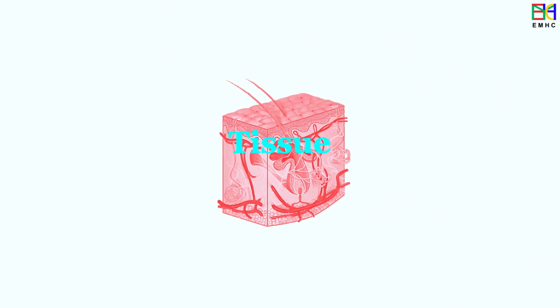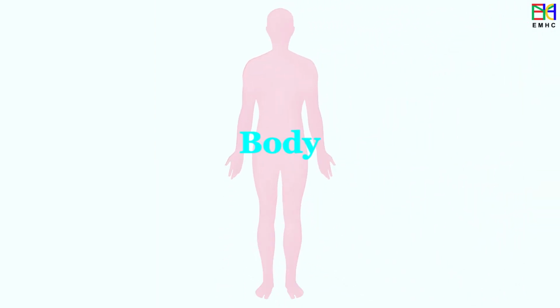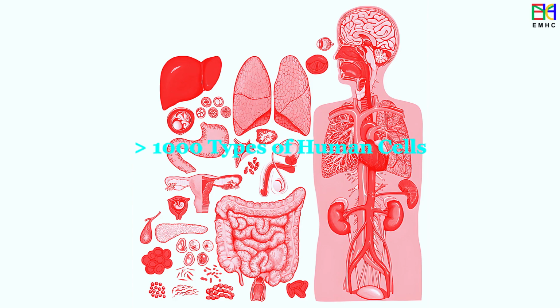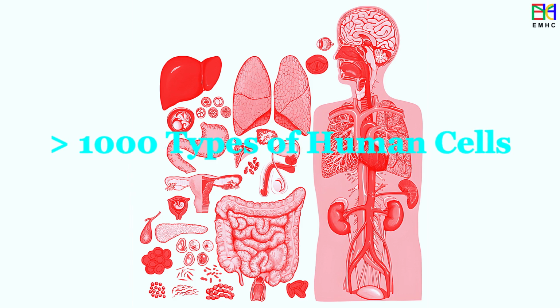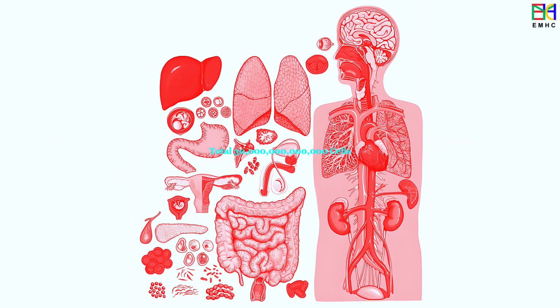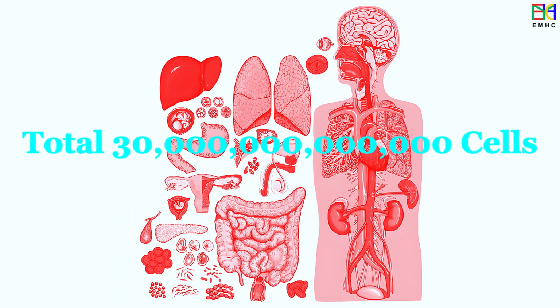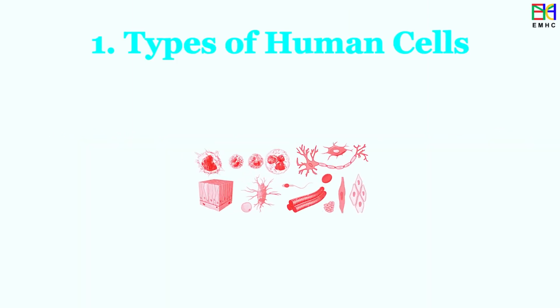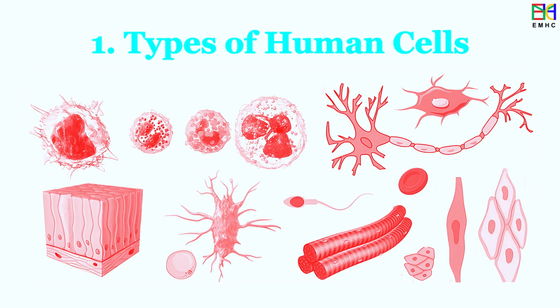Human cells are the basic structural and functional units of life, serving as the building blocks that construct our bodies and enable them to function. It is estimated that the human body contains thousands of different types of cells with total around 30 trillion cells, each tailored to perform specific functions within the body. Below is a small selection of human cell types.